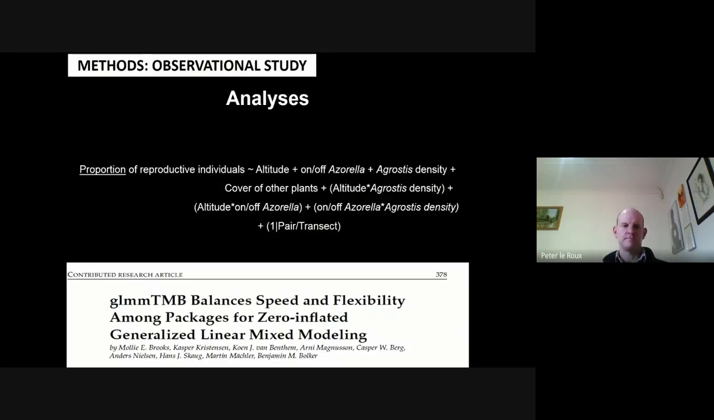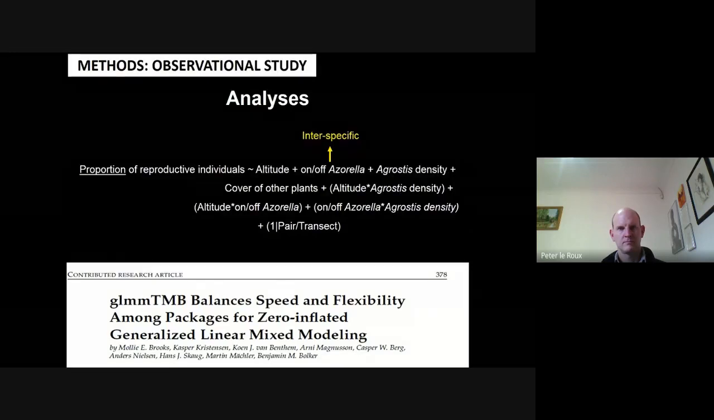We used generalized linear mixed effect models to model the proportion of reproductive Agrostis individuals as a function of whether the grasses were located on a cushion plant or on the adjacent substrate. And that obviously then tells us whether the interspecific interaction has an effect. We also looked at the effect of Agrostis density, which obviously tells us about intraspecific interactions, as well as the effect of altitude, which is a proxy for environmental severity.